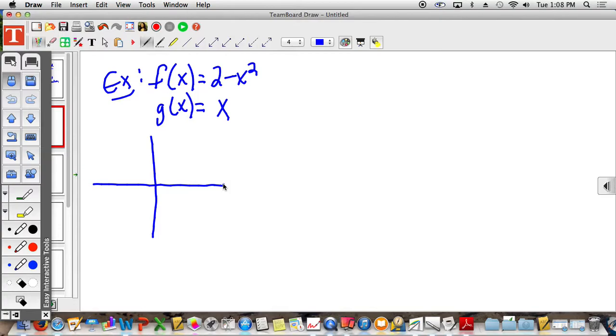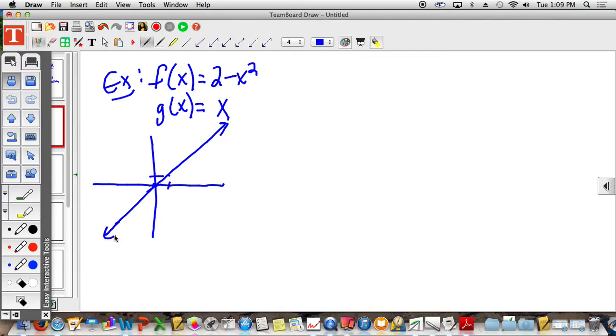So g of x is just the line x. That just means it's a diagonal line. Every point on that line has an x and a y value that match. So for example, 0, 0. You could graph 1, 1. You could graph 2, 2, etc. I'm not going to graph them all because I think you got the point. That is what that graph looks like.